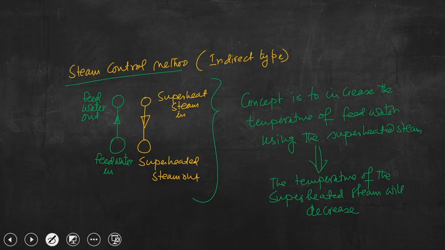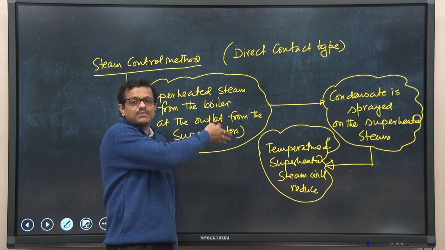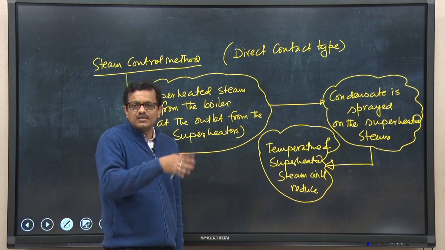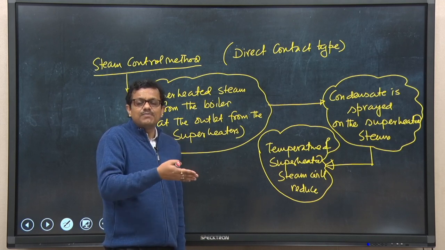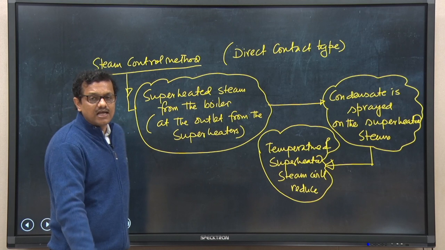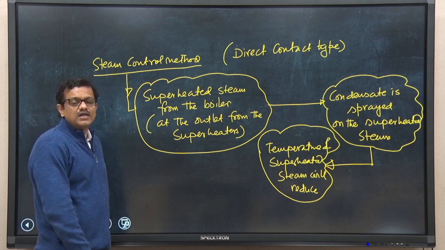Now, let me briefly discuss whether it is a direct contact type or indirect contact type. We have seen that we have taken steam after its generation in the boiler through the superheater to increase the temperature. So, we have tried to superheat the steam, but now at the exit from the superheater, again we need to reduce its temperature because of several reasons that we have discussed. If we need to reduce the temperature, this is called de-superheating. So, whether it is a direct contact type or indirect contact type, this particular process is conducted in a system or device that is called de-superheater or atemperator.